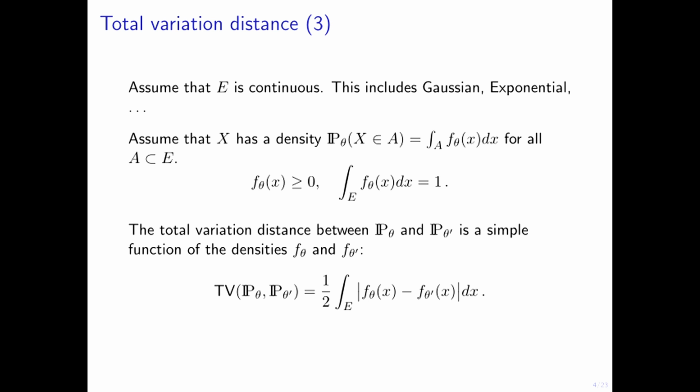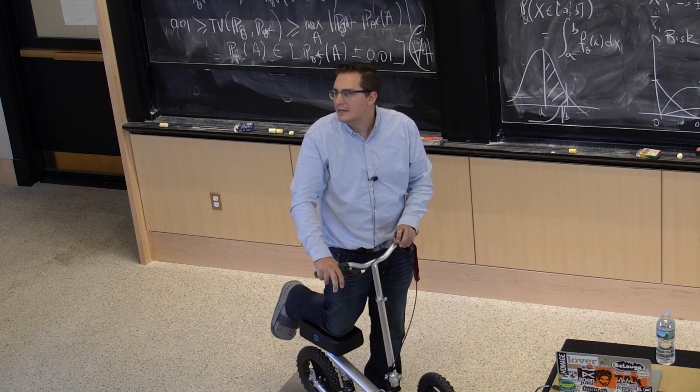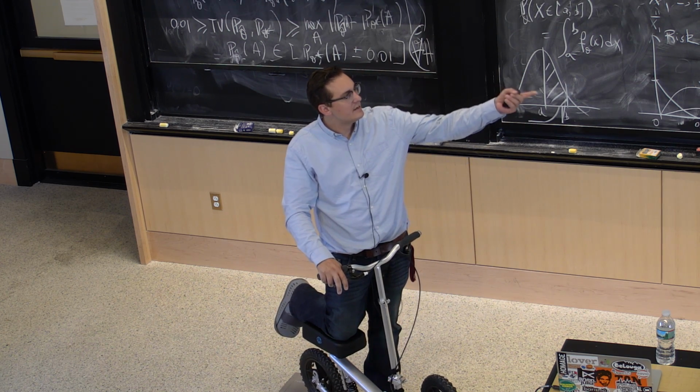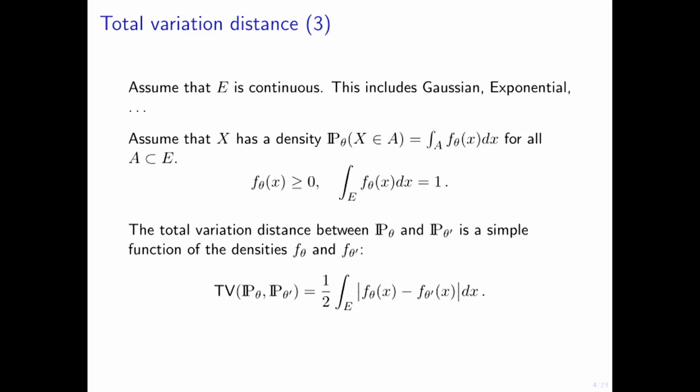And now the total variation, well, it takes basically the same form, right? I said that you essentially replace sums by integrals when you're dealing with densities. And here it's just saying, rather than having half of the sum of the absolute values, you have half of the integral of the absolute value of the difference.